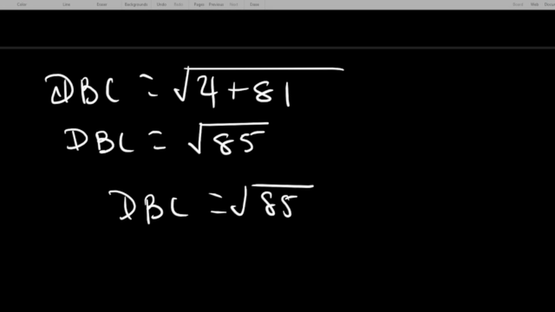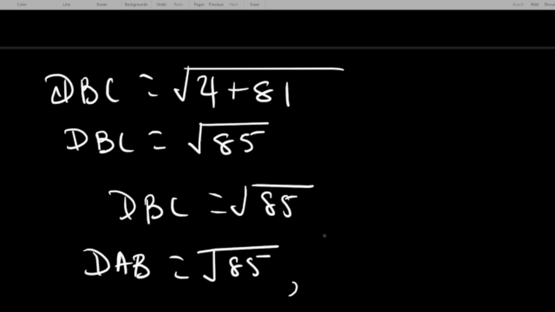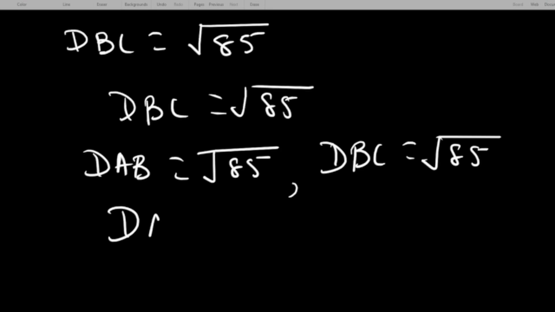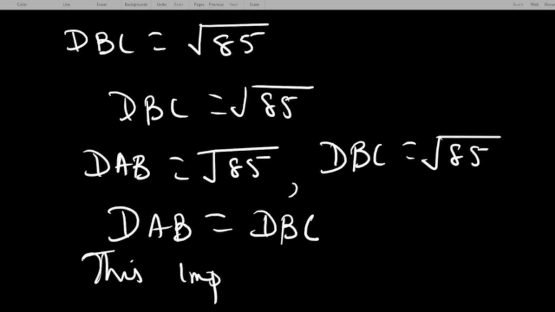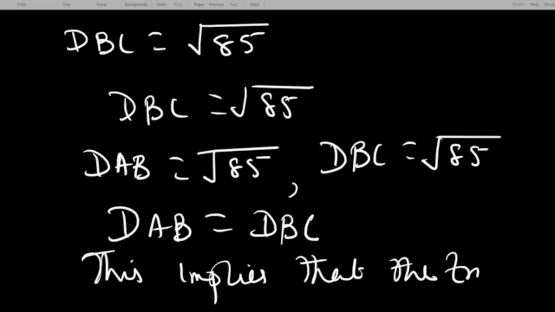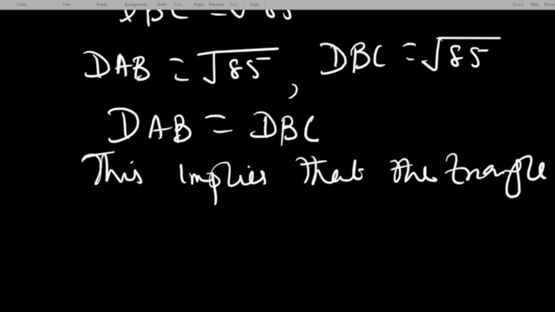And then what does it mean? Remember that we got distance AB, not AC, to be equal to the square root of 85. And we also got distance BC to be equal to the square root of 85. Since distance AB equals distance BC, this implies that the triangle is isosceles.